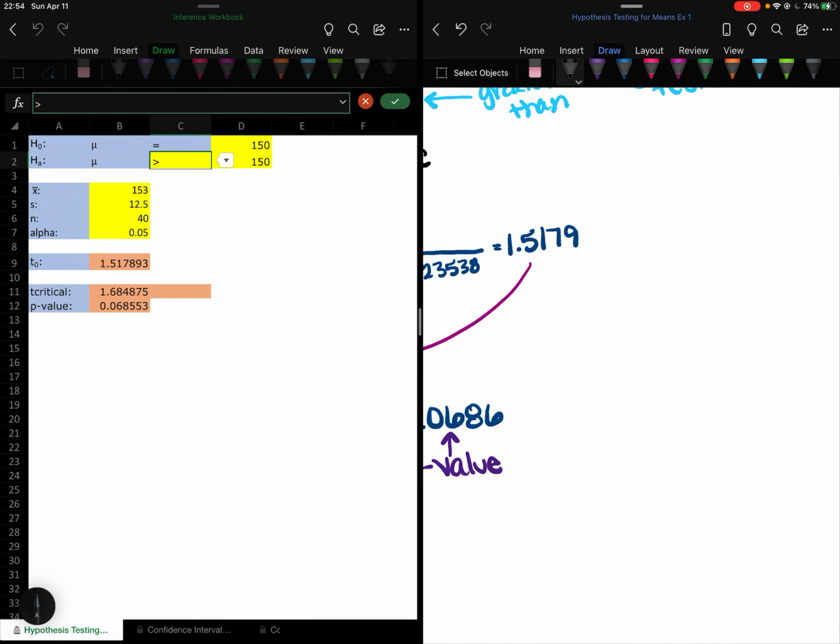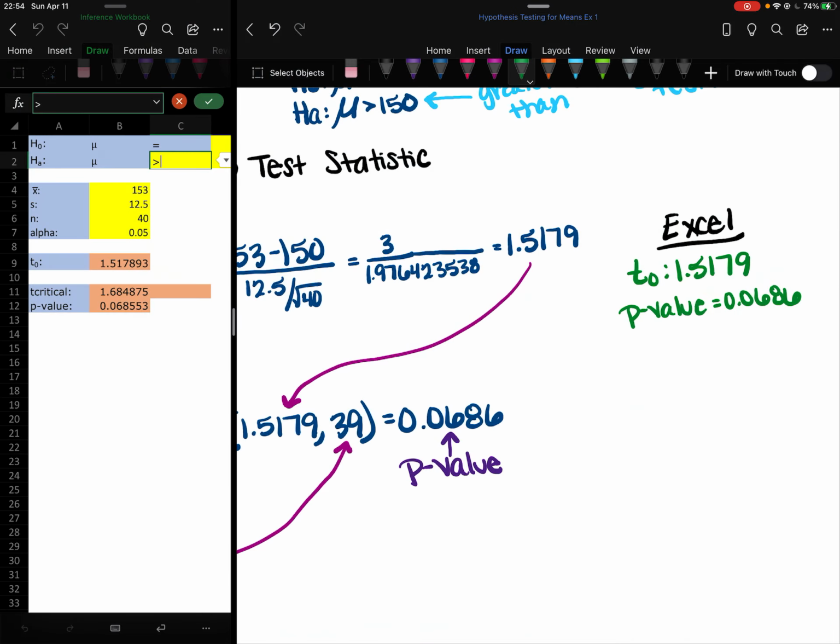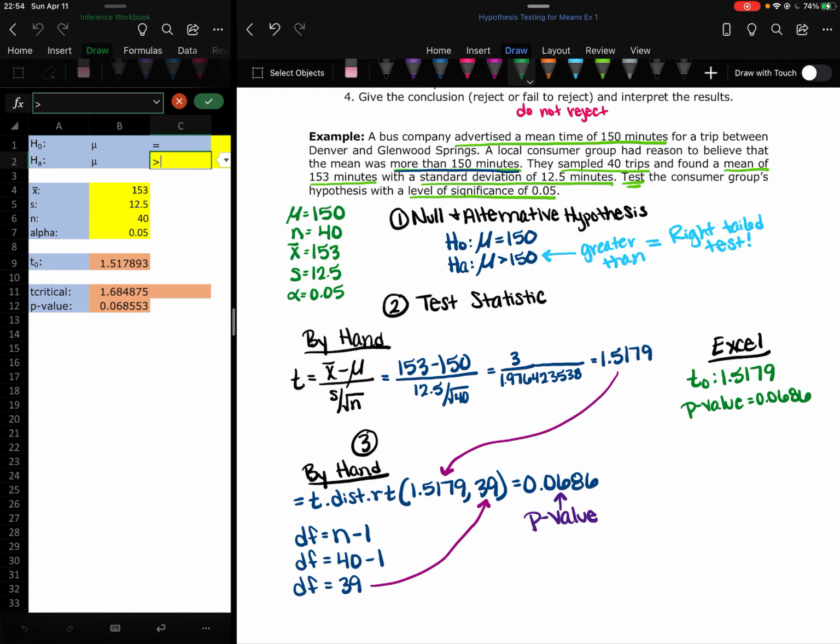So you can also use Excel. And when you use Excel, you get a T naught of 1.5179 and a p-value of 0.0686. Quick and easy. The only time you have to go through this by hand calculation is if it tells you to do it by hand. Otherwise, you are welcome to use Excel for every single problem.